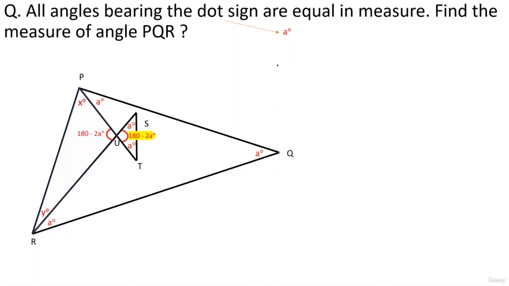This triangle PUR, again, the sum of all the angles will be equal to 180 degrees. So I add all the angles: X, Y and 180 minus 2A. I know the sum should be equal to 180 degrees. So यहाँ पे guys 180, 180 cancel हो जाएगा and 2A will move to the right hand side. You will get X plus Y equals 2A.